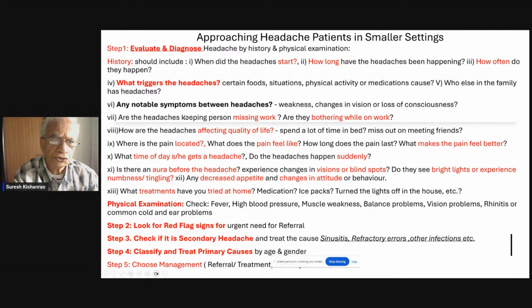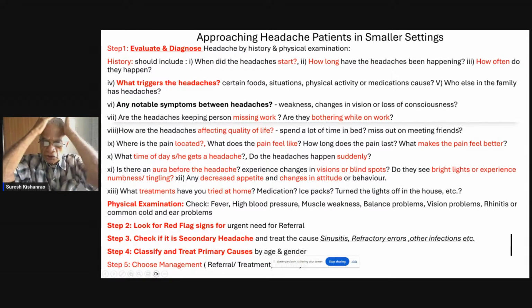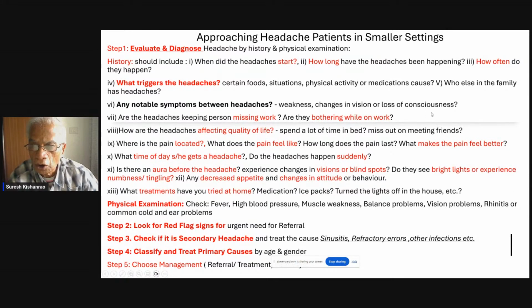You also need to check if there are any notable symptoms in between the headaches. Usually, you may have changes in the vision, sometimes general weakness, sometimes loss of consciousness. To understand the severity of the headache, one needs to find out if they're missing work because of the headache, or when they are working, whether the headache bothers them so they cannot do the work effectively. In addition, you will also find out how these headaches are affecting their quality of life. For example, the time they spend with their friends, going out in public, or when they sleep. Do they sleep quickly or does the headache bother them?